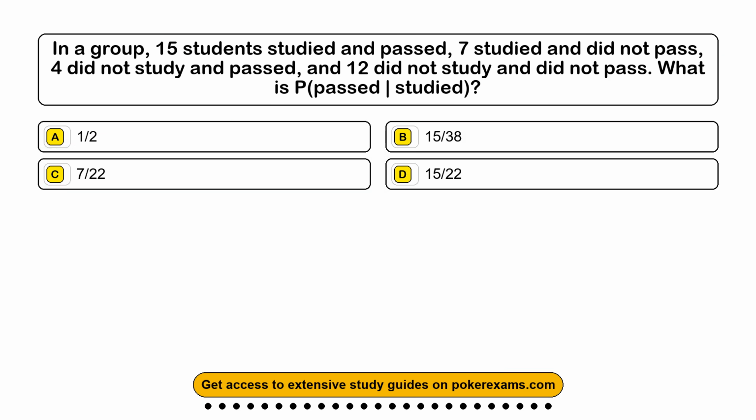Question 23. In a group, 15 students studied and passed, 7 studied and did not pass, 4 did not study and passed, and 12 did not study and did not pass. What is P(passed | studied)? Option A 1/2. Option B 15/38. Option C 7/22. Option D 15/22.